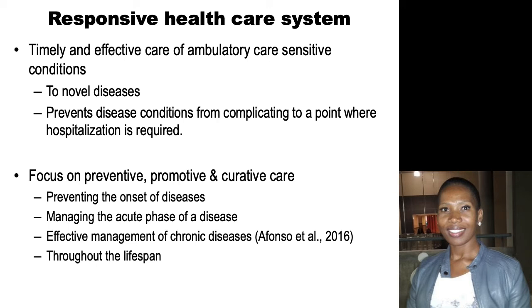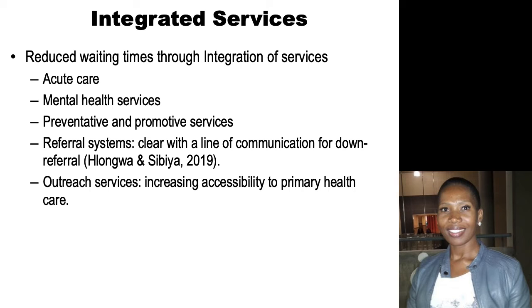And the way in which the primary healthcare workforce needs to respond to these conditions is that, first and foremost, we need to prevent the onset of the disease. We need to manage the acute phase of a disease if a disease has already had an onset. And then we need to provide effective management of chronic diseases. So this management that we provide should be throughout the lifespan. It should not be specific to any disease, and it should not be specific to any population group. So everyone needs to know that if they go to the health facility within the community, they would be attended to.